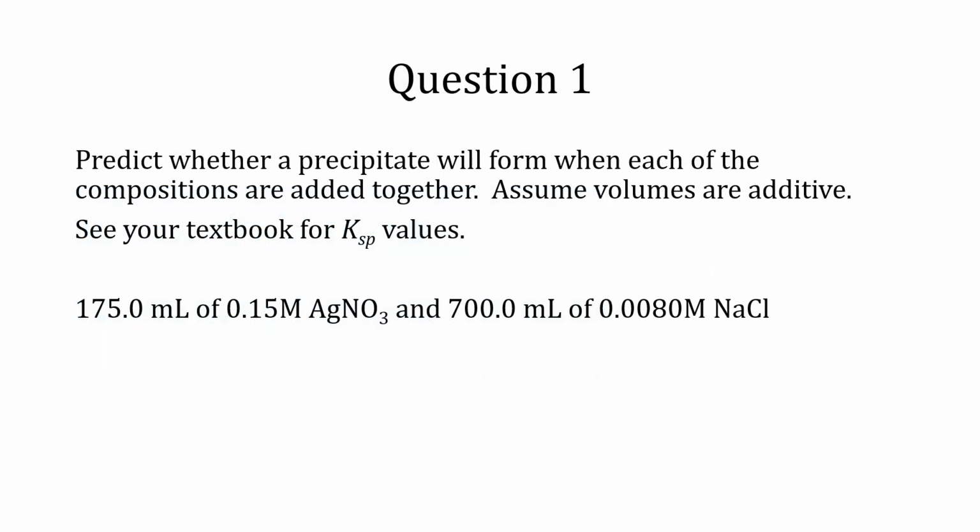Question 1 is: predict whether a precipitate will form when each of the compositions are added together. Assume volumes are additive. See your textbook for KSP values. 175 milliliters of 0.15 molar AgNO3 and 700 milliliters of 0.0080 molar NaCl.